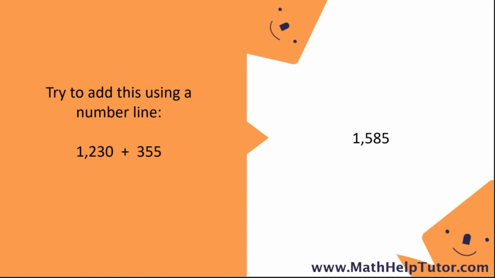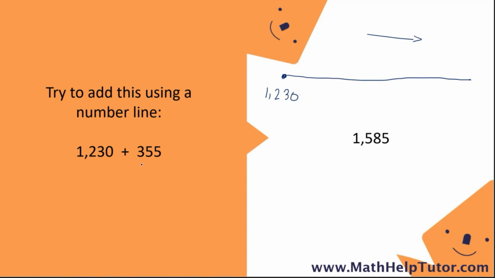The answer is 1,585. So how did we arrive at this answer? What we do is we first draw a number line, and since we're adding, that means our final answer is going to increase. That means we're going to go to the right direction because numbers to the right of a number line increase. So we start with the number 1,230. And we are going to skip count in order to add 355.